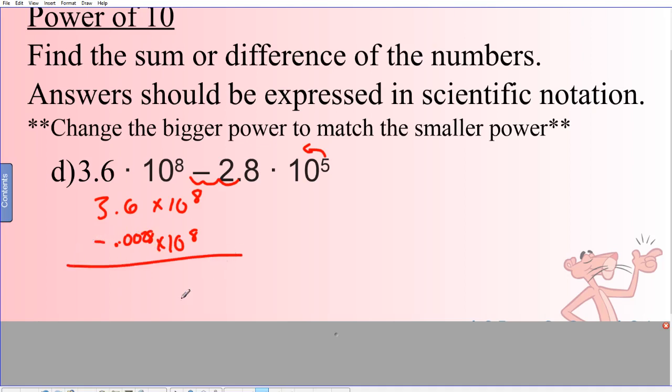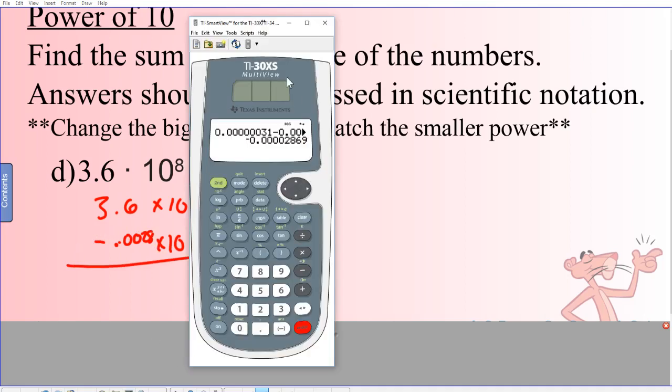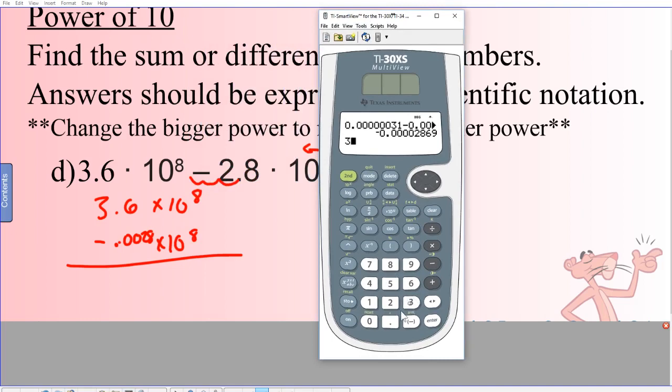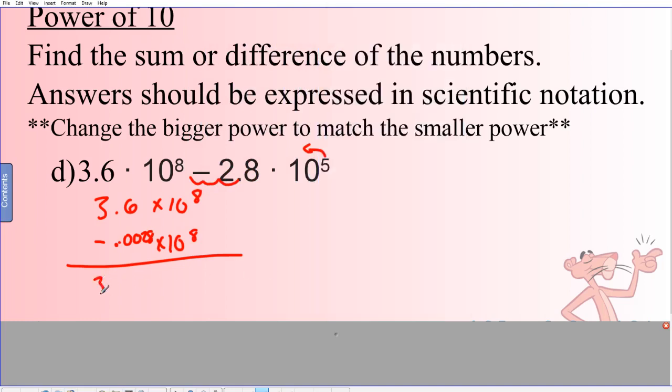Now if I'm subtracting this, that still looks kind of ugly. I'm going to take 3.6 minus 0.0028. And we get what? 3.5972. 3.5972 times 10 to the 8th power. Now, I'd say the only work this is saving is the step of changing it back into scientific notation.